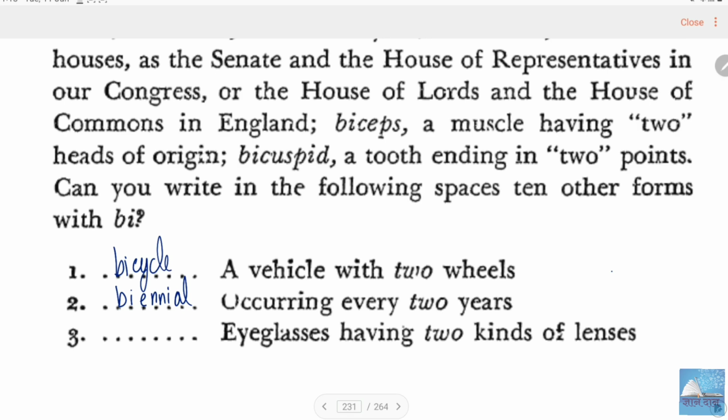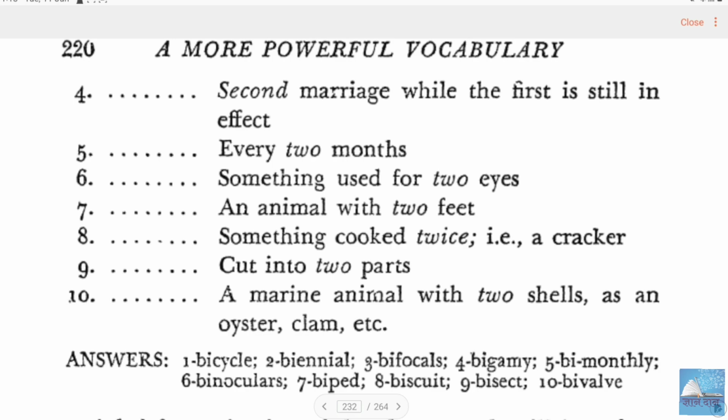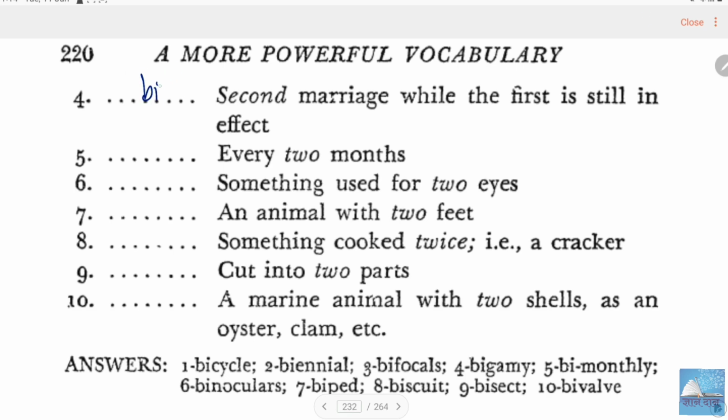Eyeglasses having two kinds of lenses. Bifocals. Number 4. Second marriage while the first is still in effect. Bigamy. Every 2 months. Bi-monthly. Something used for two eyes. Binoculars. An animal with 2 feet. Biped. Something cooked twice, a cracker. Biscuit. Cut into 2 parts. Bisect. A marine animal with 2 shells, as an oyster or clam. Bivalve.